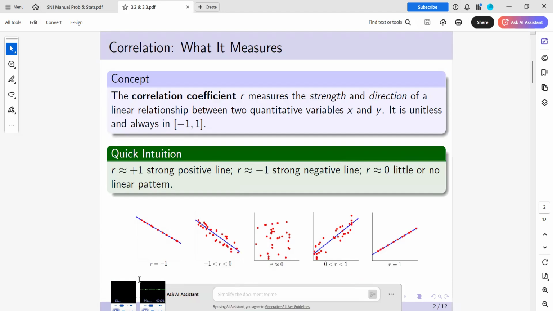Think of R as the straightness score of the points. The more the points line up like a ruler, the closer R is to 1 in absolute value. If they look like a fluffy cloud, R is closer to 0, and there is no linear association.